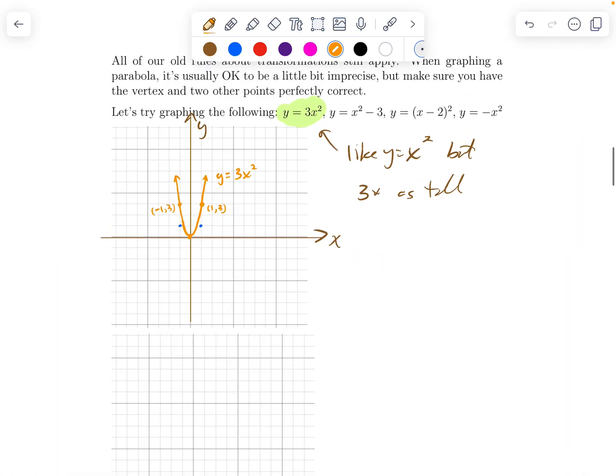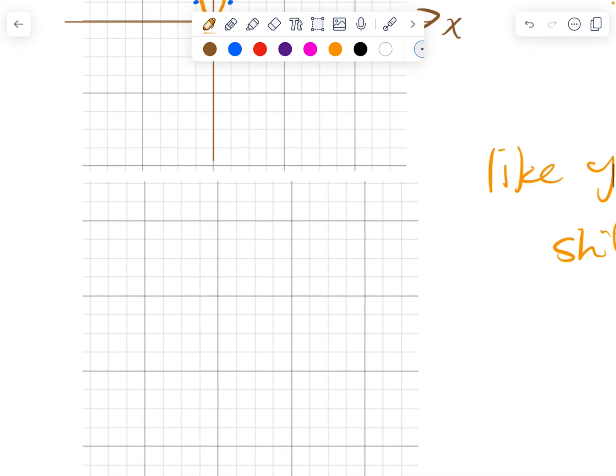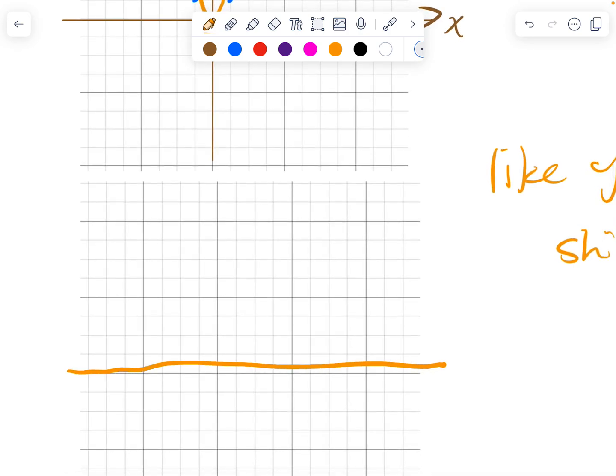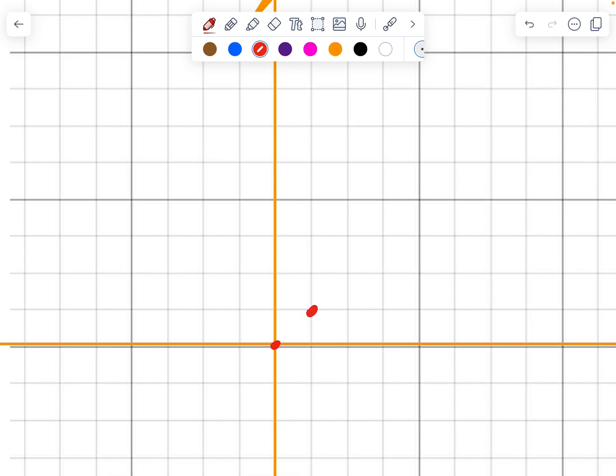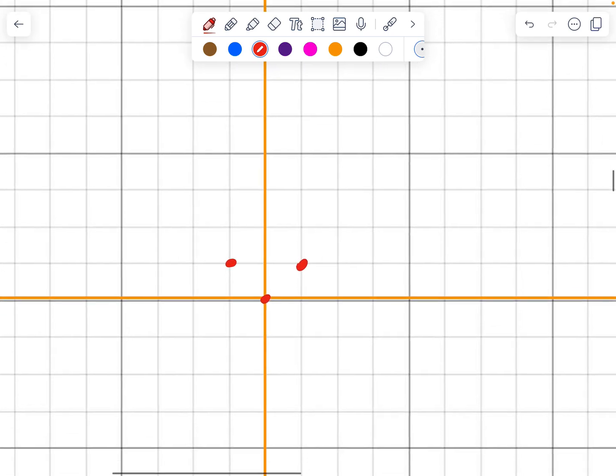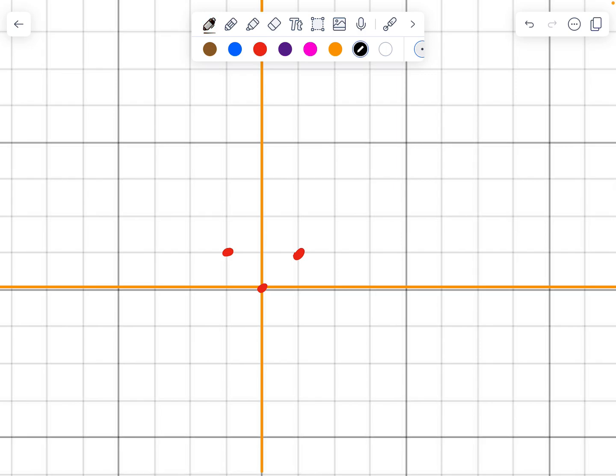We could do y equals x squared minus 3. That's like y equals x squared. But if we subtract 3 outside the squaring, we shift down by 3 units. So again, my recommendation is just plot those 3 really easy points for the original y equals x squared. There they are. And let's imagine we just shift everything down 3 units.